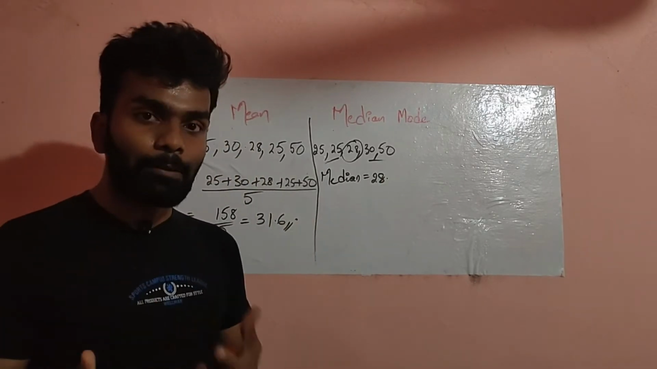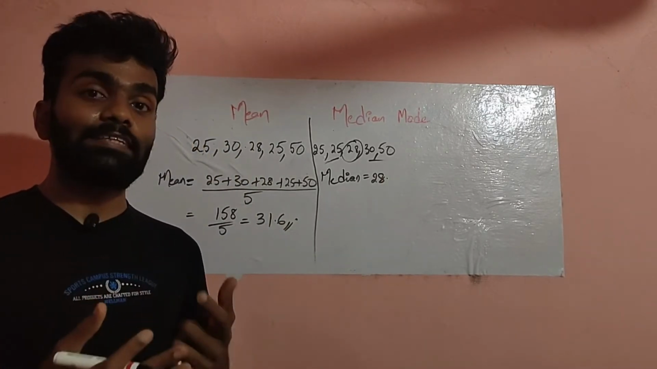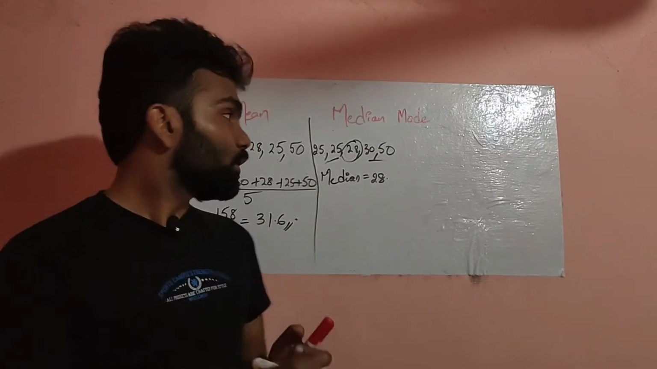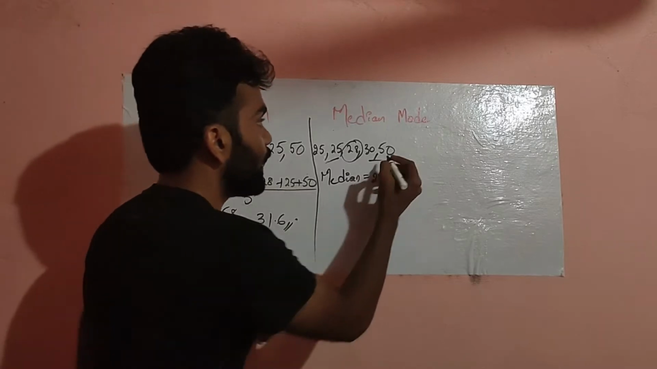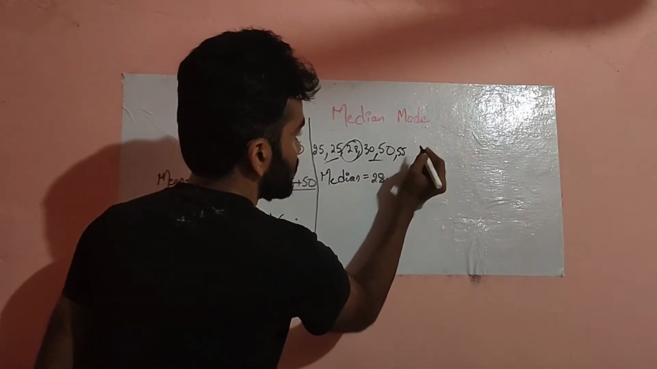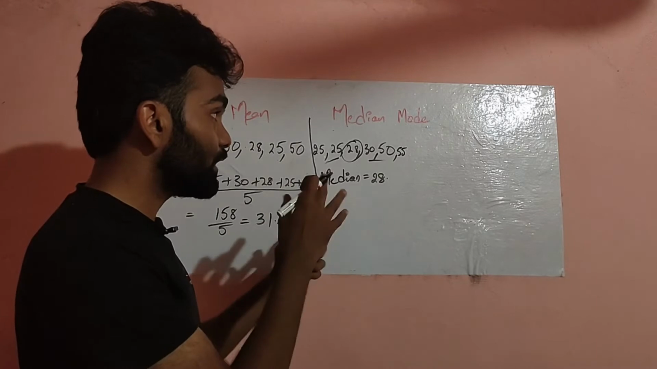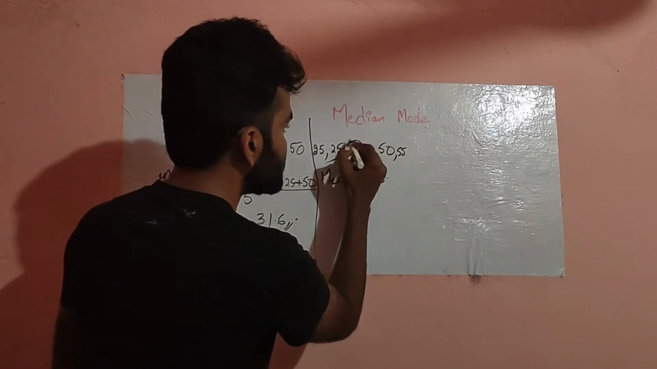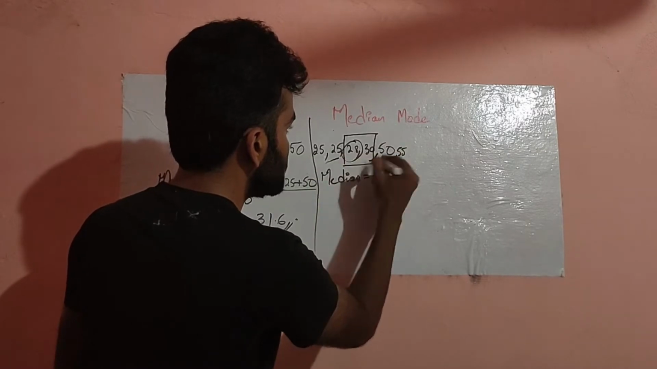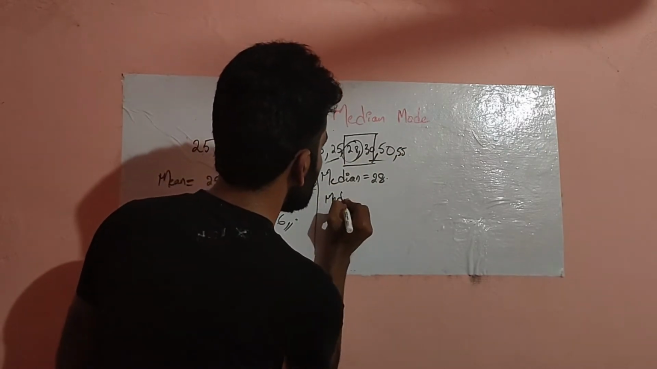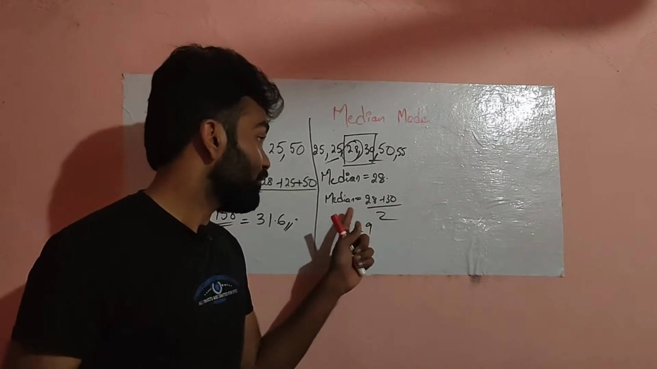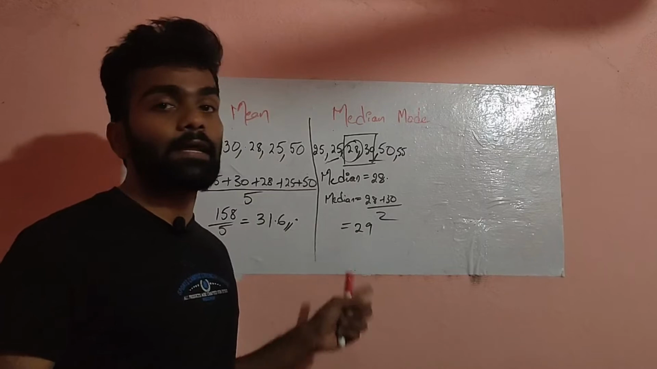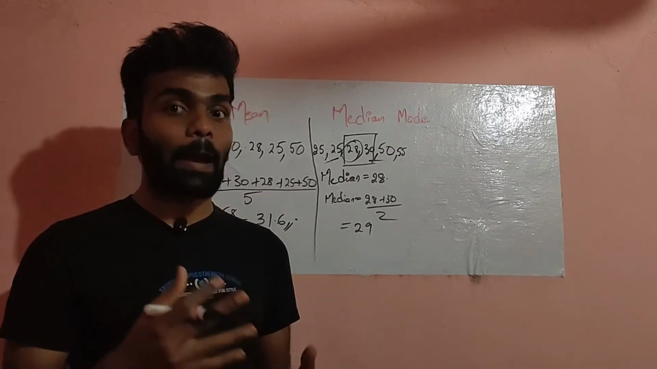And if you have an even number of values, then you can take the average of the middle two numbers. For example, let's say you have 50 and 55, then since we have even numbers, you can remove these two and these two numbers. You can take the average of these two numbers. So then the median will be the average of these middle two values. So then it will be 29. So that's how you calculate median.